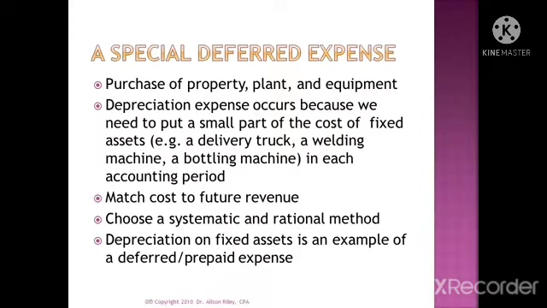Our systematic and rational method of cost allocation will reflect the fact that different productive assets have different useful lives and that they contribute to revenue production in different patterns over time.